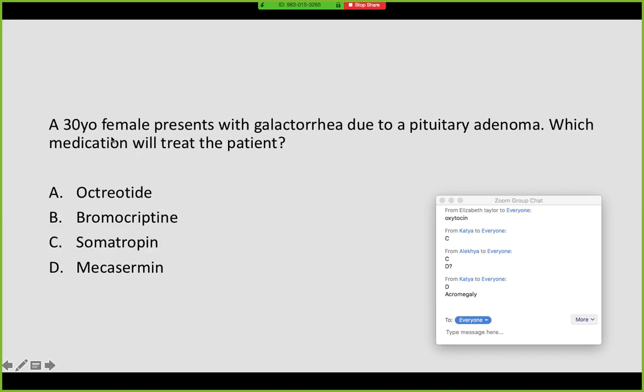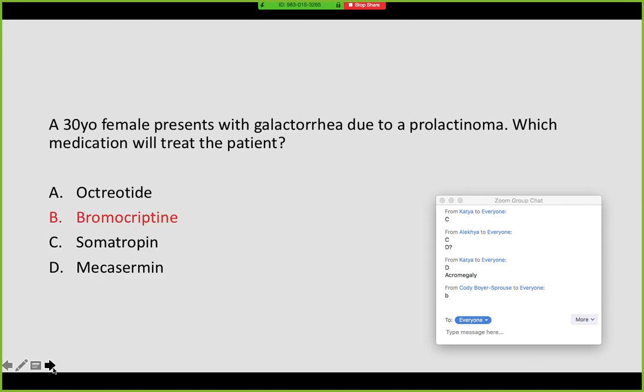All right. Last one, a 30-year-old female presents with galactorrhea due to pituitary adenoma. Which medication will treat the patient? Right, so the correct answer here is B, and why did you choose B? Because it's a D2 agonist, so it'll decrease the amount of prolactin. Yeah, exactly.